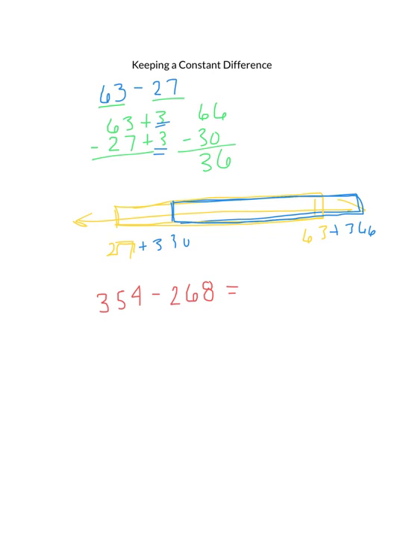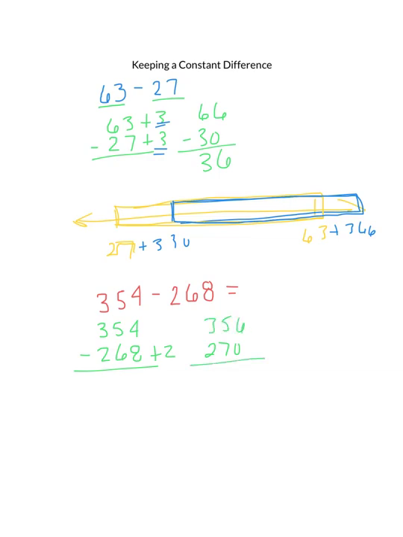Let's look at it with a 3-digit number. So we have 354 as our minuend. Our subtrahend is 268. So again, let's think about a friendlier number. Well, I would rather add 2 to this and make this into 270. And then make this into 356.